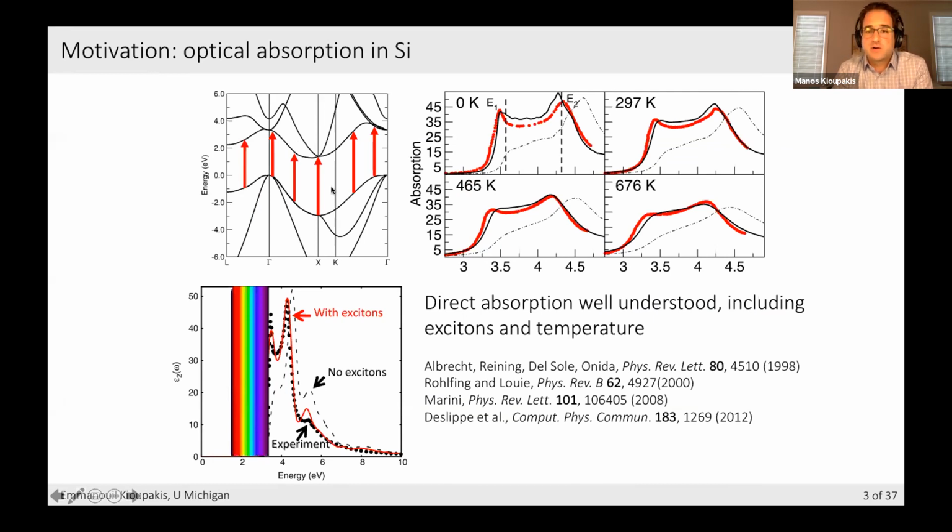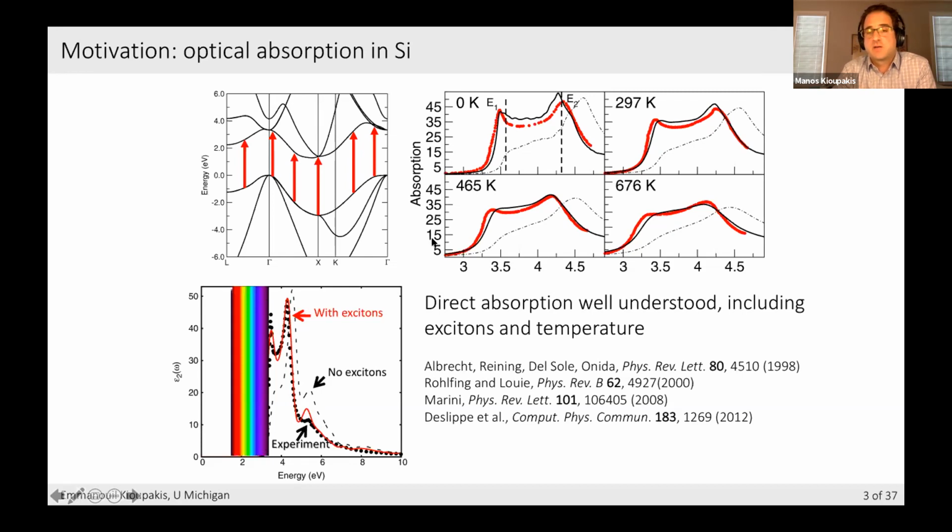This process is very well understood today using first-principles techniques. As you can see, here's the experiment for epsilon2, the imaginary part of the dielectric function, shown as the data points. If you do GW corrections without excitons yet, you get the right peak positions and the right band gap. If you go one more step and include excitons, you get excellent agreement, even with the peak heights and the shape of the spectra as well.